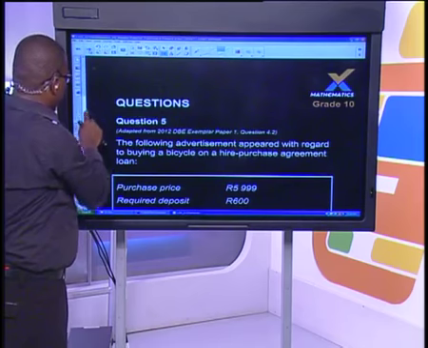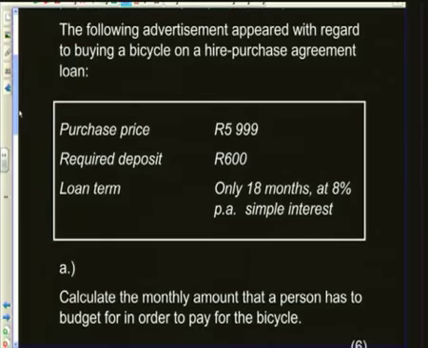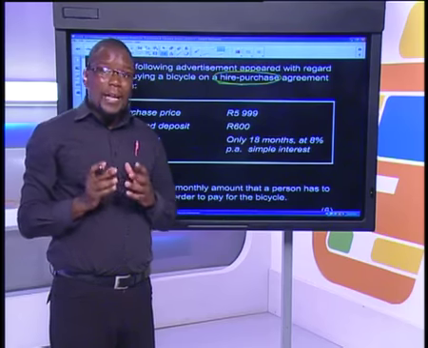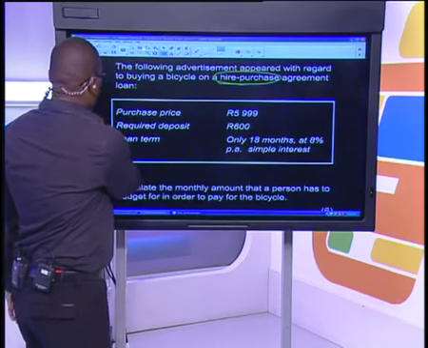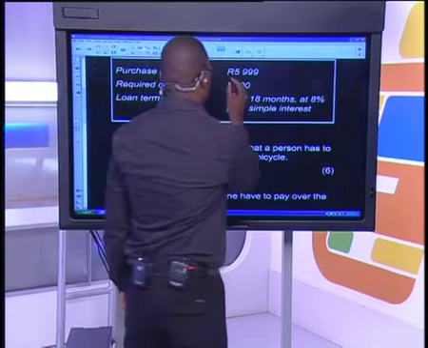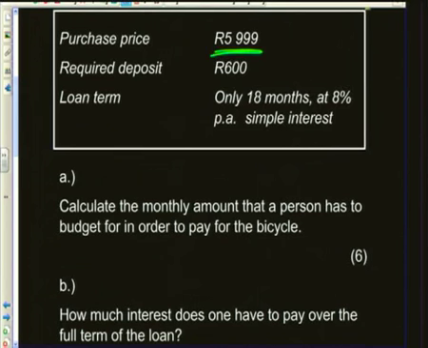Right? Our next question is, now it says the following advert appeared with regard to buying a bicycle on a hire purchase agreement loan. Now remember, if they are telling you that it's on a hire purchase agreement, it means that you have to use your simple interest. Okay, now this is a purchase price, which is 5,999, but you have to pay the deposit of 600 rands, and the term loan is 18 months, right? At 8% per annum simple interest.